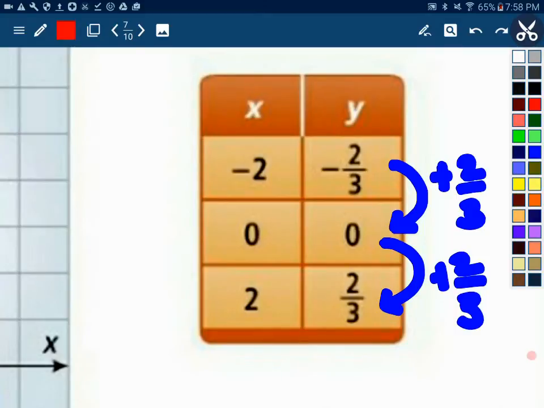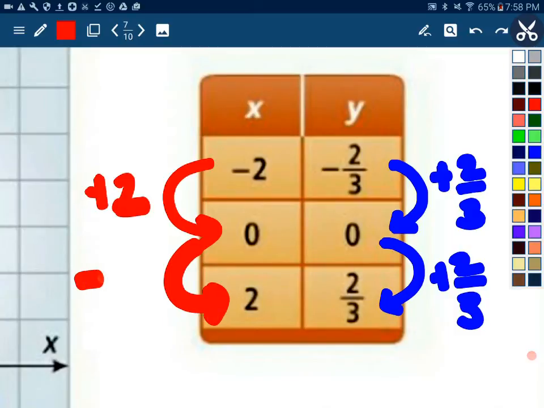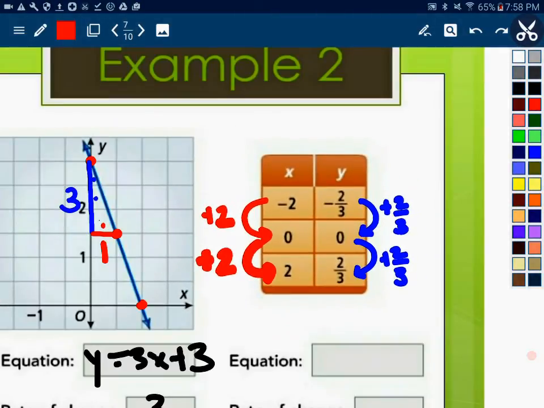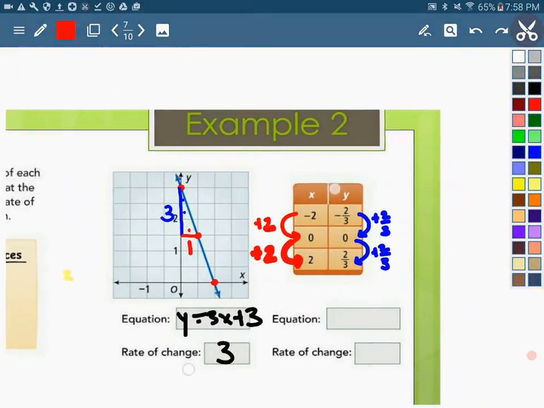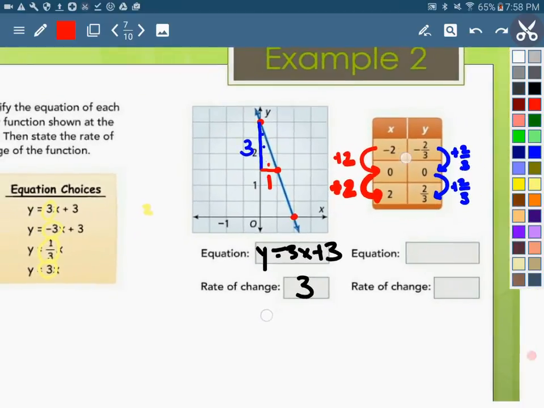Let's notice now how the x's are changing. From this point to this point, we had to add 2. From this point to this point, we also have to add 2. So it seems like the rate of change for the x's is to add 2, and the rate of change for the y's is to add 2/3. So let's write that as a ratio. We may need to simplify it a bit though.